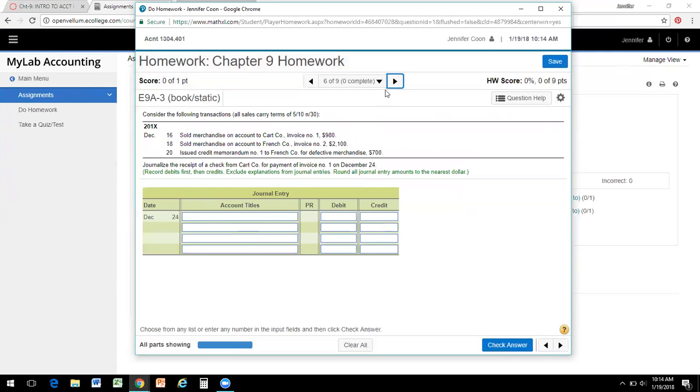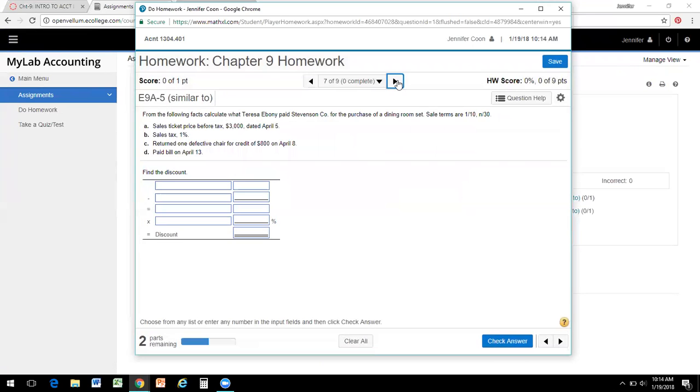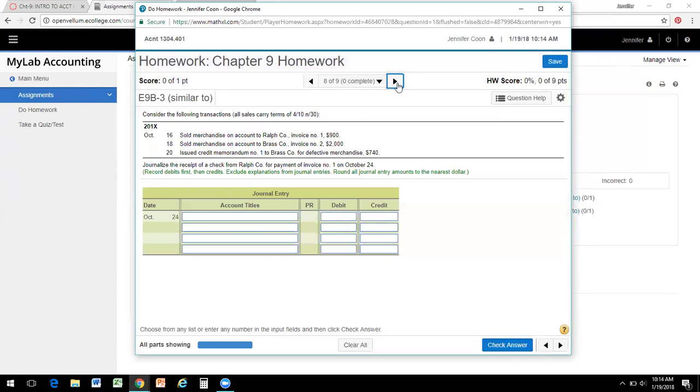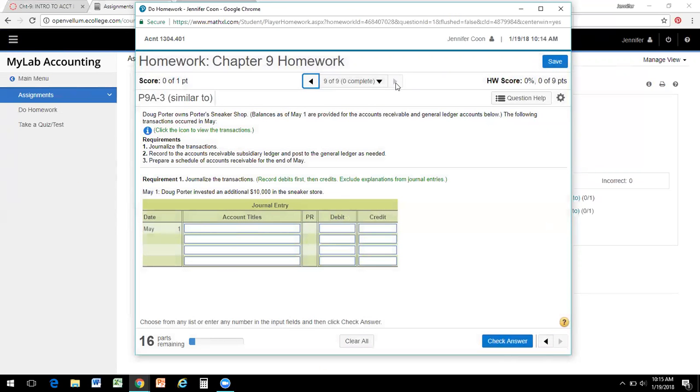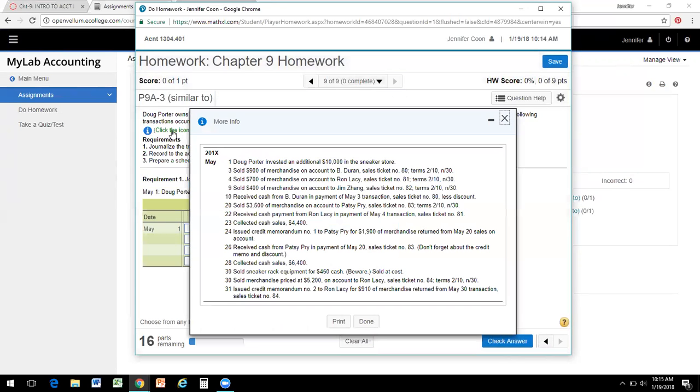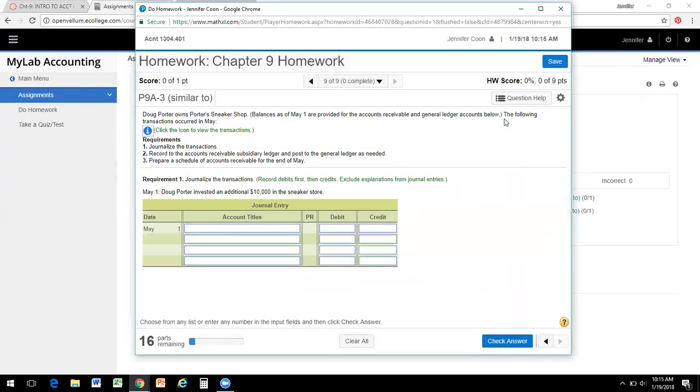More journal entries. So you guys know I like to wear you out with that. Practice before the test. This one's going in and you're just calculating the discount. You got to put the accounts in there, I believe. More journal entries. And more journal entries. This one's a problem, so it's going to be a little more challenging. More work to do, but I've got you working on journal entries again. So if you get stuck on something, let me know.